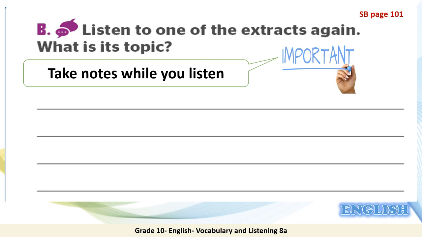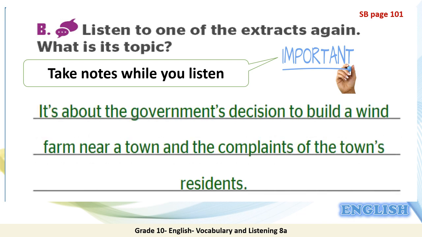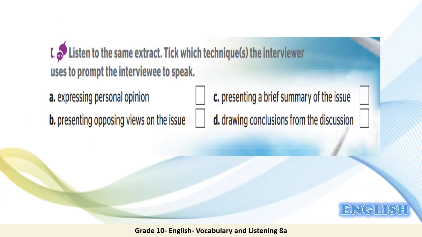Now let's check your answer. We can say it's about the government's decision to build a wind farm near a town and the complaints of the town's residents. Any related answer to this is correct. Now let's move on to exercise C. Listen to the same extract. Tick which technique or techniques the interviewer uses to prompt the interviewee to speak. Pause, listen, and make a choice.